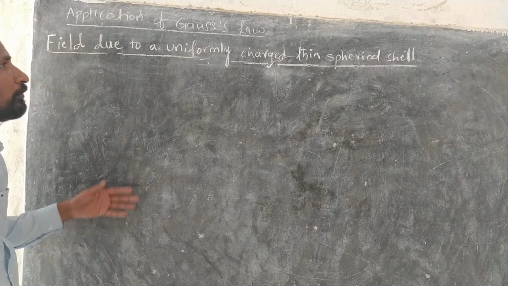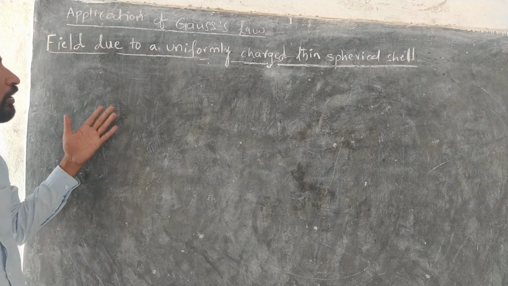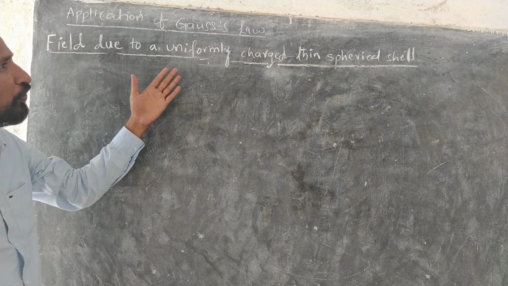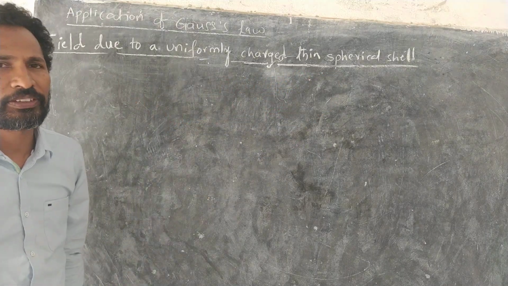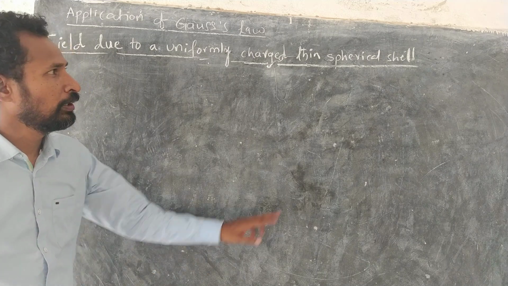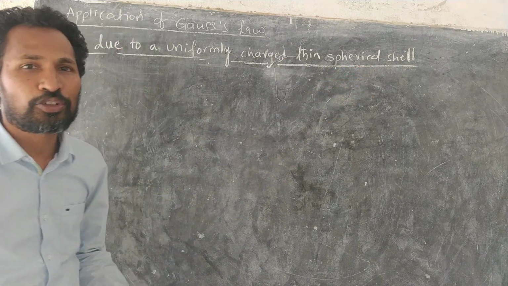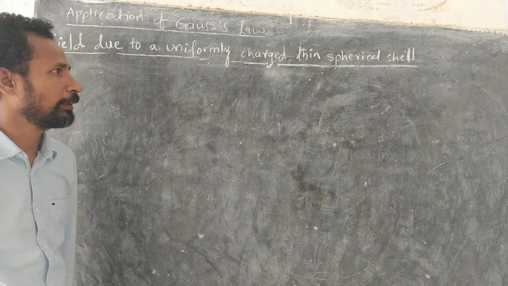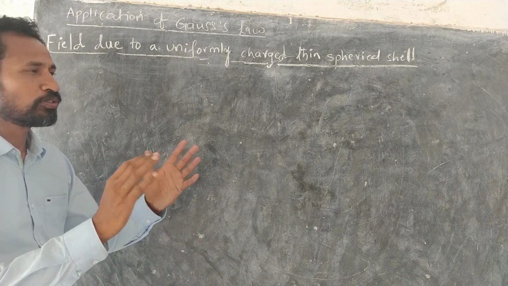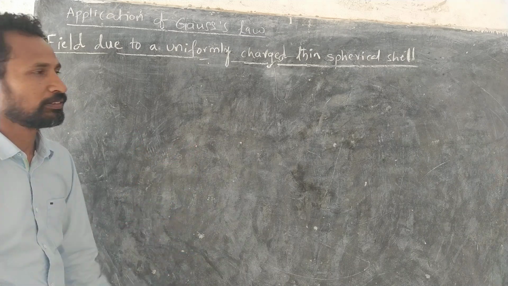Hi students, in this video we shall have a discussion on the third application, field due to a uniformly charged thin spherical shell. This is a very important derivation and we do expect it for 5 marks. Spherical shell means hollow sphere, just like a football or a volleyball. Clear? Means inside there is no substance present.